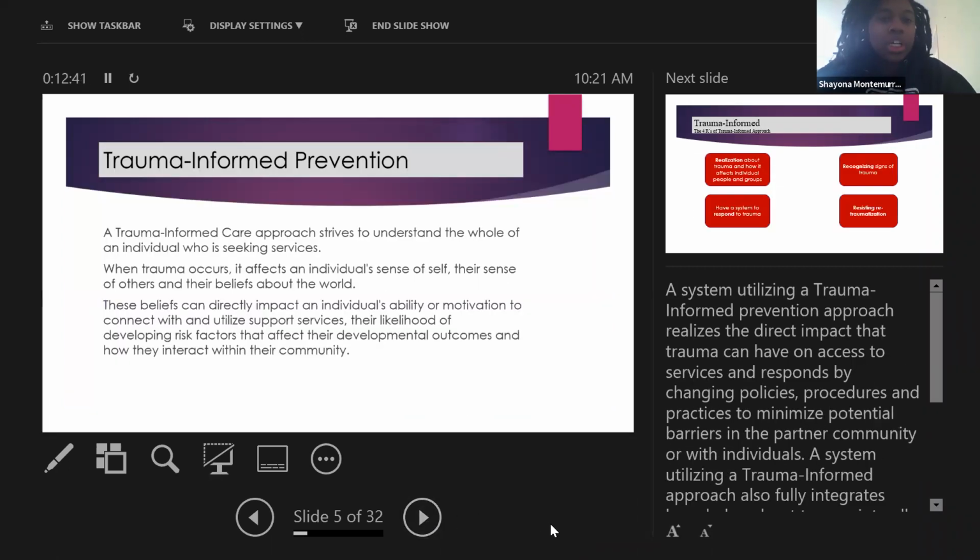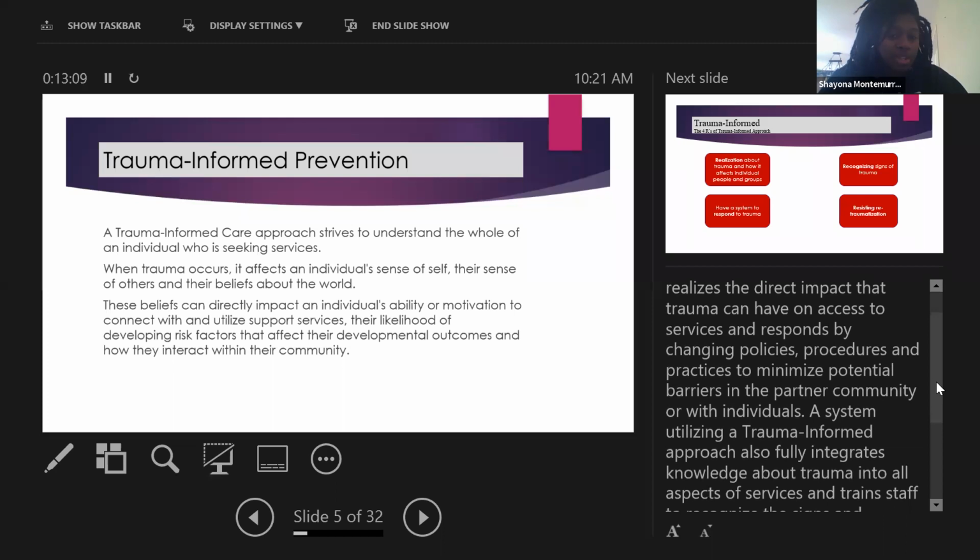So what is trauma-informed prevention? Trauma-informed care approaches and strives to understand the whole individual who is seeking services. It is a system utilizing prevention, trauma-informed prevention that realizes the direct impact that trauma can have on access to services. And we respond by changing policies, procedures, and practices to minimize potential barriers in the partner community and with different individuals within that community.